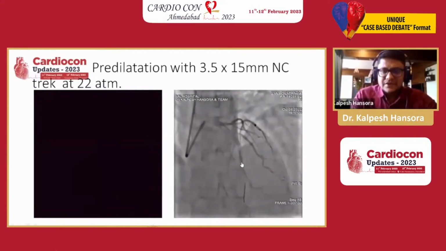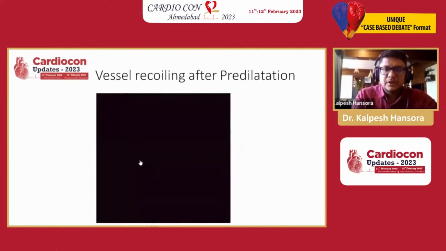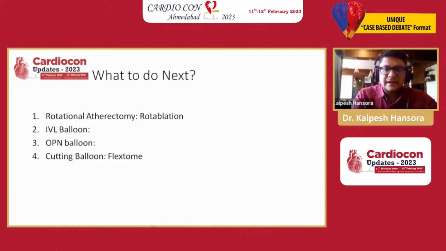So there was a dissection, and the lesion was not modified and not bagged with the NC track balloon. So what is next? We thought of doing rotablation, but the patient had already had a dissection in the mid LAD. The rotablation was not available at that time.